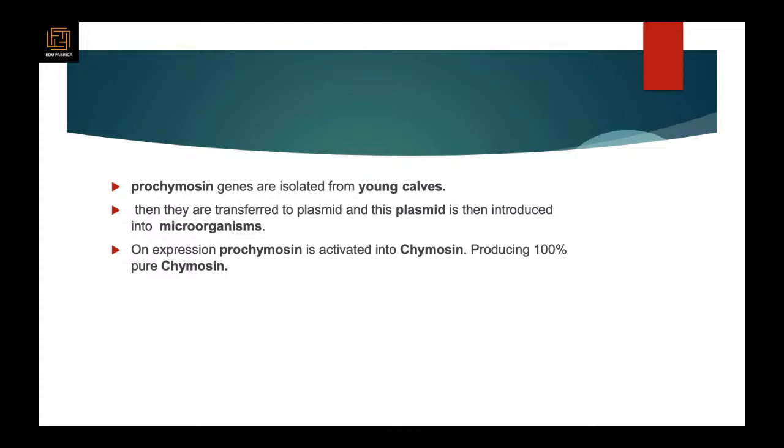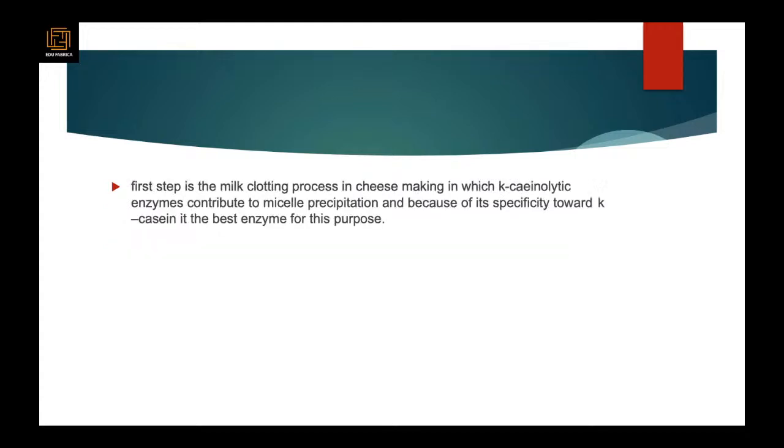Prochymosin genes are isolated from young calves and then they are transferred to the plasmid, and this plasmid is then introduced into the microorganisms. On expression, prochymosin is activated into chymosin. The first step is the milk clotting process, in which cheese making and K-senolytic enzymes contribute to the micelle precipitation because of its specificity towards casein, and it is the best enzyme for this purpose.